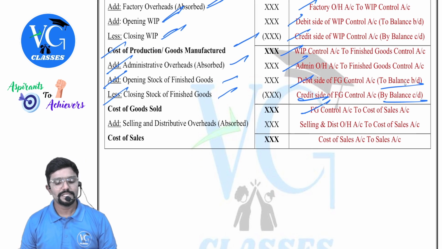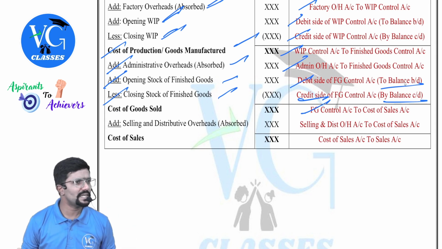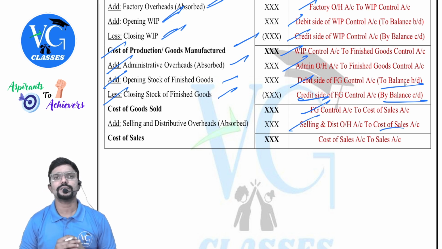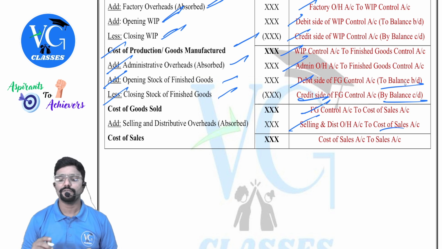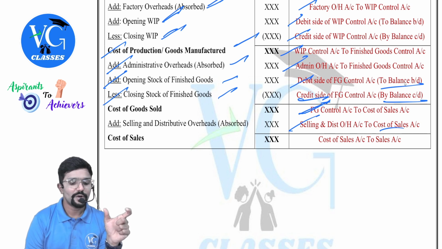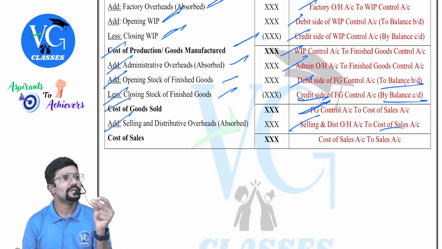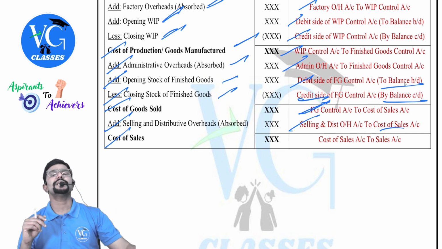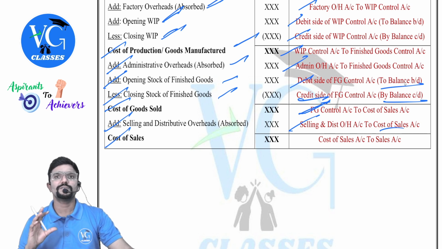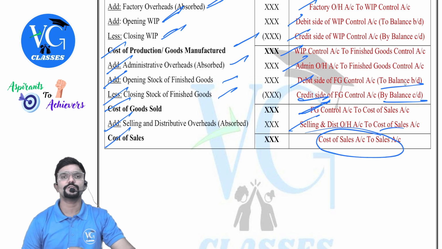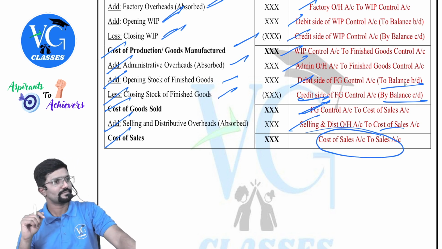Then selling and distribution incurred is there in the selling and distribution account. We have to absorb it now, transferring selling and distribution to cost of sales. In cost of sales, we have already received COGS. COGS plus selling and distribution overhead absorbed will give us cost of sales. Now we are transferring cost of sales to sales.